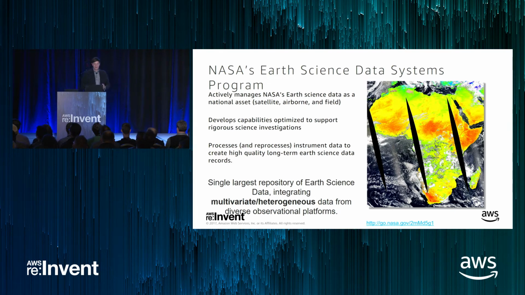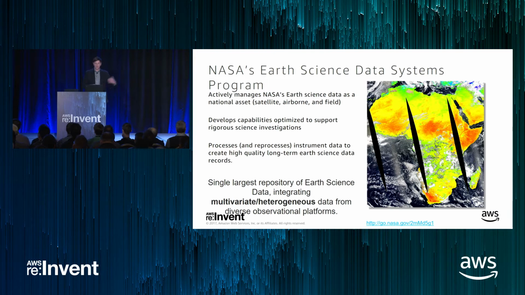And we develop capabilities that are optimized to support rigorous science investigations, right? So that's a little bit different than some things because we have to make sure that we know where the data comes from. We need to know the provenance. We need to know what was done to the data. So if we do temperature records or sea surface temperature records, those types of things, that we have confidence that they haven't been changed. We process, and probably more importantly, reprocess the instrument data from these multiple instruments to create high-quality, long-term Earth science data records, right?